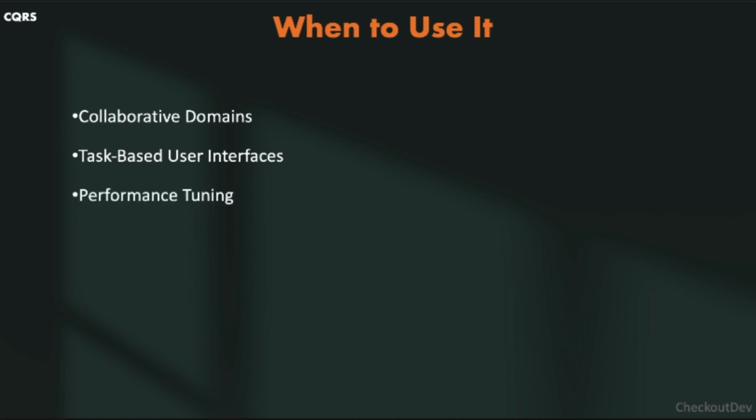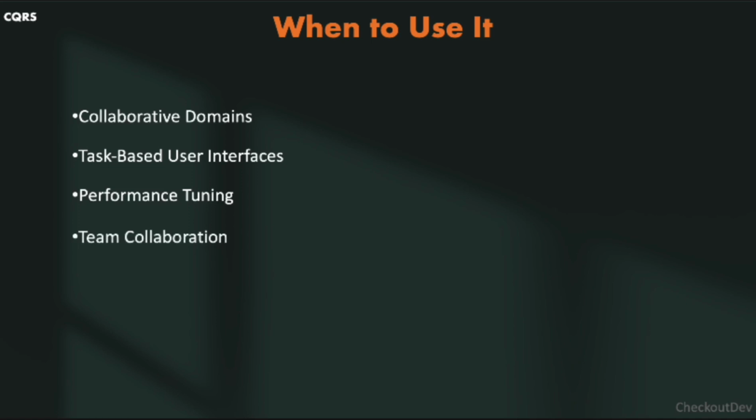So, when to use it? When to use CQRS? We'll have different scenarios, starting with collaborative domains. CQRS is beneficial in collaborative domains where multiple users access the same data simultaneously. Also, for task-based user interfaces, where the user will be having some complex processes or domain models are involved. Added to that, for performance tuning, since it's ideal when you need to fine-tune data reads and writes separately, especially when read operations significantly outnumber the write operations.